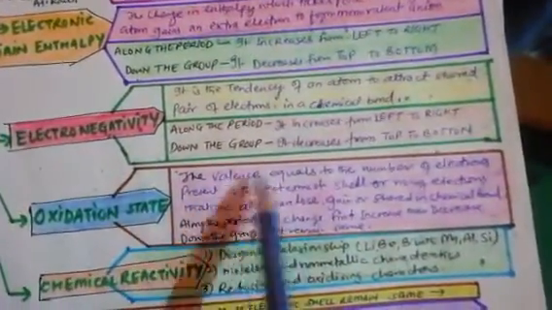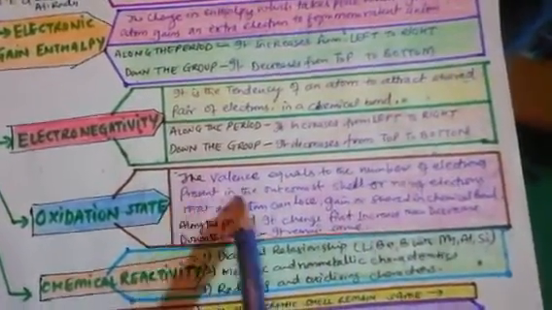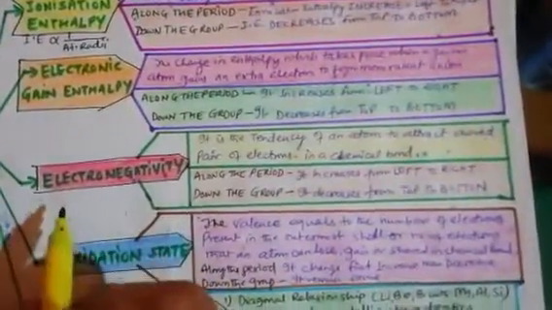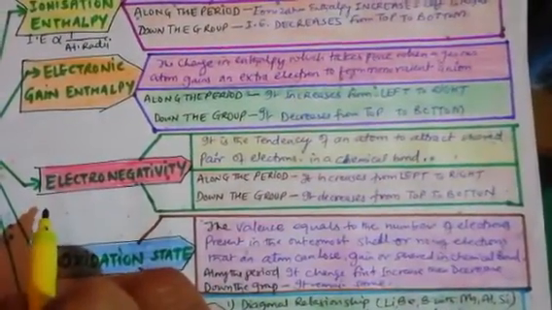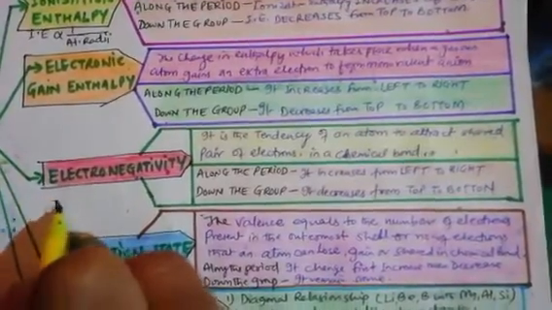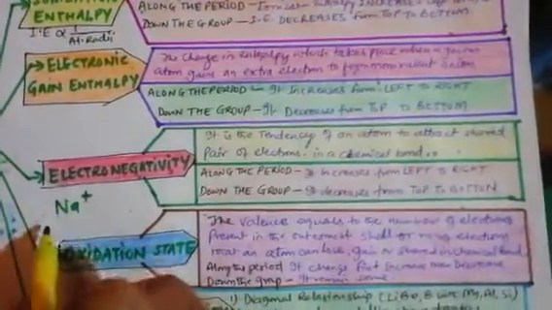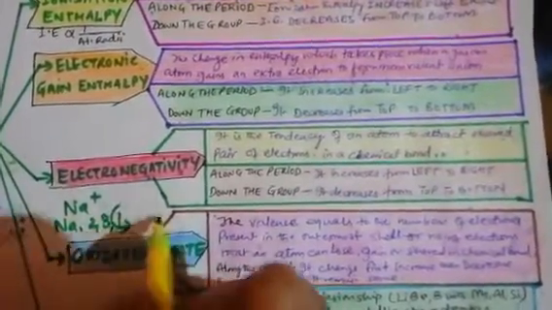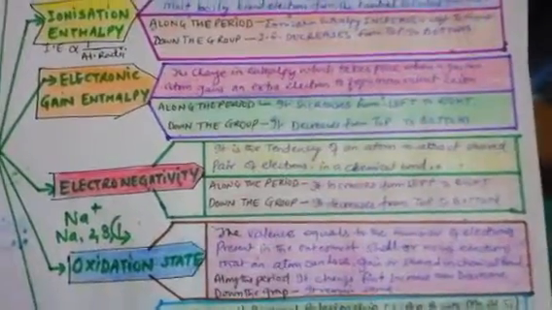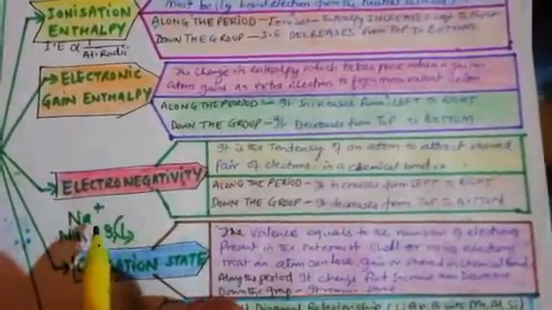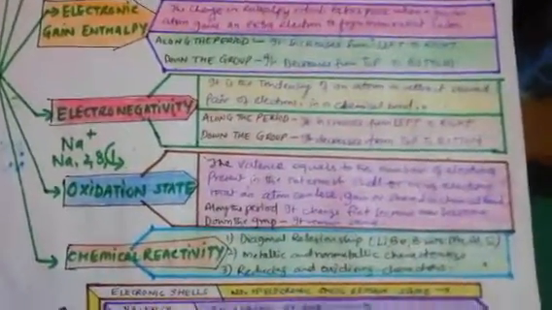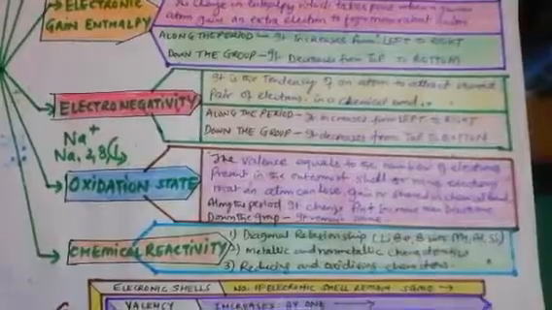In oxidation state, the valency equals the number of electrons present in the outermost shell, or the number of electrons that an atom can lose or gain. Suppose I take the example of sodium. Sodium has one positive charge because its configuration is 2, 8, 1. So this one extra electron sodium can donate to form Na positive and become stable with the configuration of 2 and 8. So that positive one is called the oxidation state of that atom.